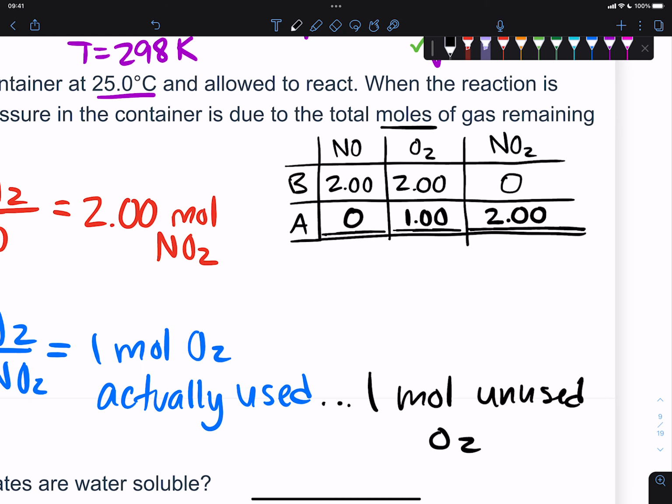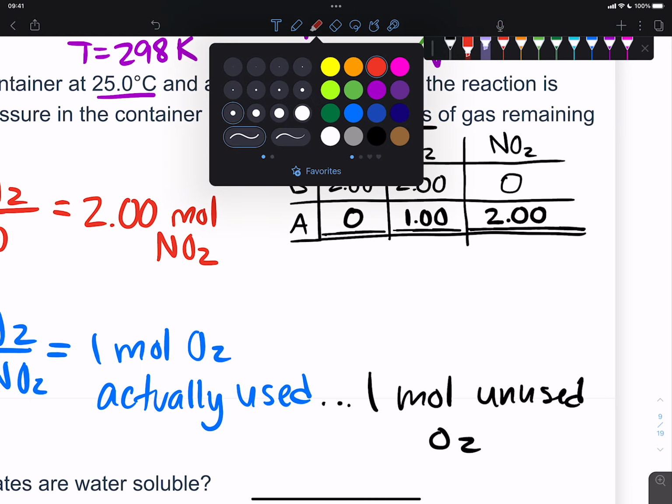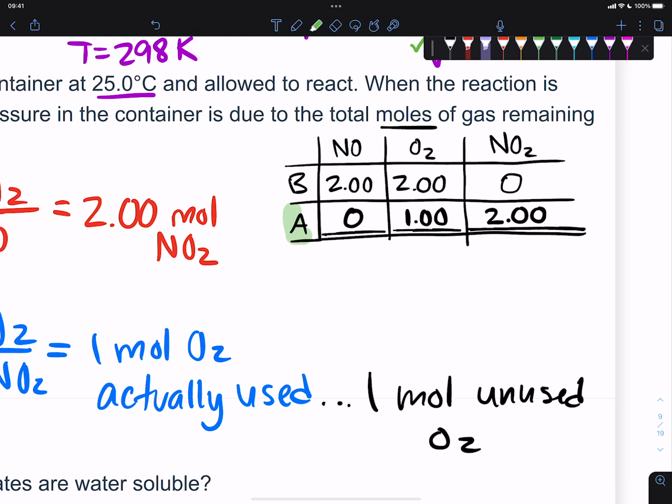So add up the total number of moles here, and let's see how many total number of moles we get. After the reaction has completed, there is no more NO remaining, there is 1 mole of unused oxygen remaining, and the amount of NO2 created was 2 moles. That means that there's a total number of moles, so N subscript T for total, of 3 moles of gas in this reaction.